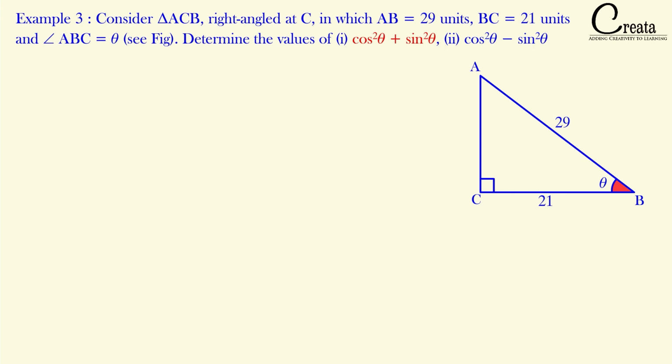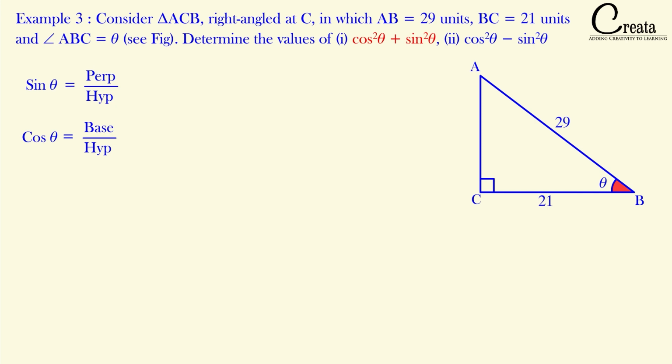First step, we have to find cos theta and sin theta. So what is the formula of sin theta? It is perpendicular over hypotenuse. And what is the formula of cos theta? It is base over hypotenuse. It means we need perpendicular, base and hypotenuse.